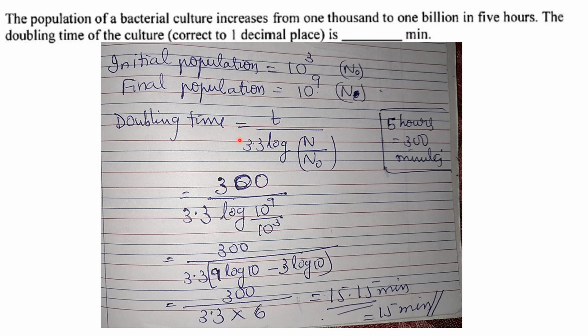So doubling time is given by the formula T by 3.3 log N by N0. We have T as 300 minutes divided by 3.3 log 10 raised to 9 by 10 raised to 3, that is 300 by 3.3 into 6, that is around 15 minutes.